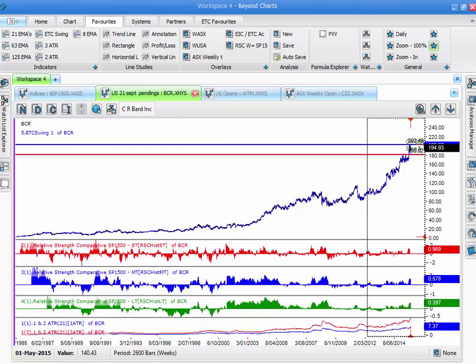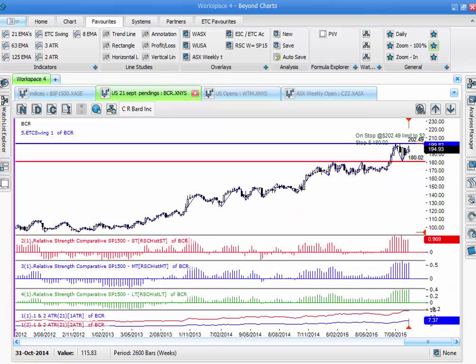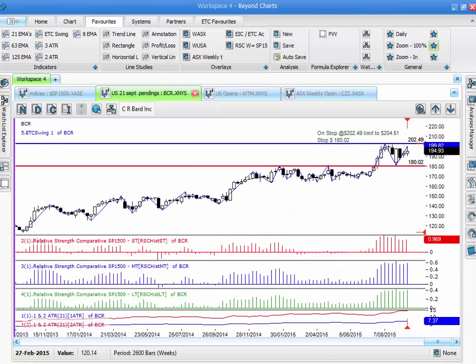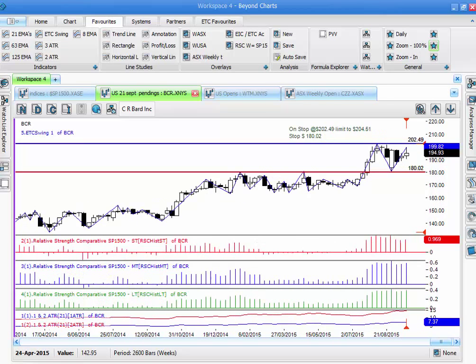So against the broader market, you have to ask yourself the question, why is that? And obviously, relative strength is something that the stock likes about this. Certainly still got a little bit of work to do before being triggered, but as the structure of the order suggests, an on-stop order at 202.49 with a limit of 204.51 and a protective stop at least a minimum of 2 ATRs and 0.5% below that last medium-term trough has a protective stop at $180.02. That's BCR.